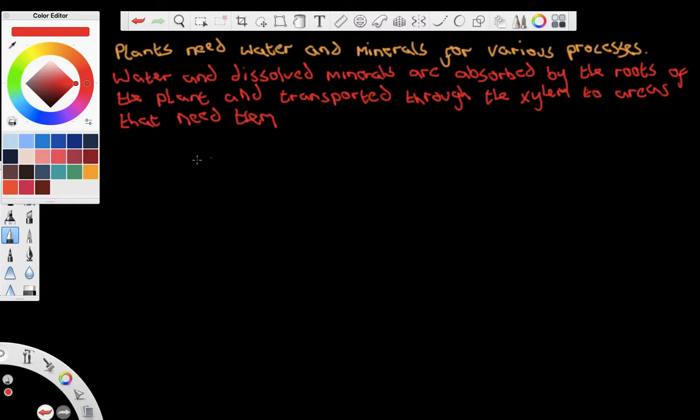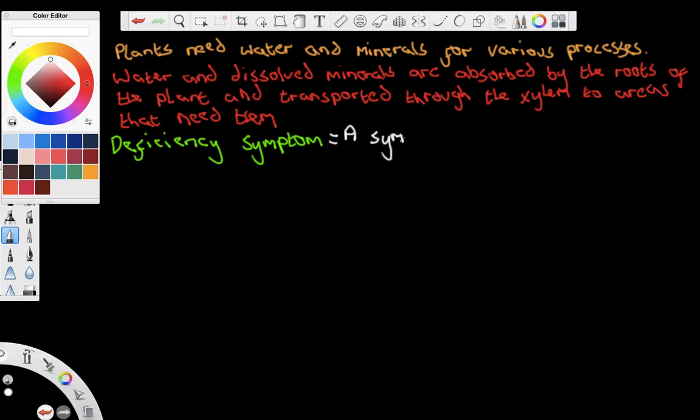If plants do not get the minerals that they need, they can have what's known as a deficiency symptom. And that's a key word. So deficiency is D-E-F-I-C-I-E-N-C-Y. Now a deficiency symptom is defined as a symptom caused by a lack of a substance.